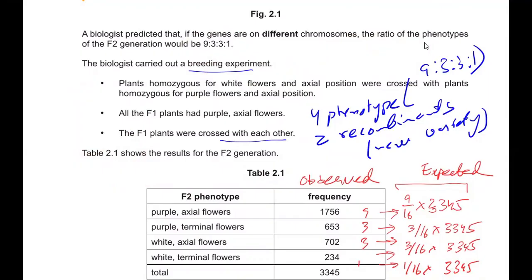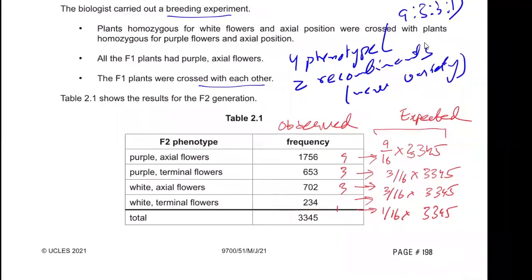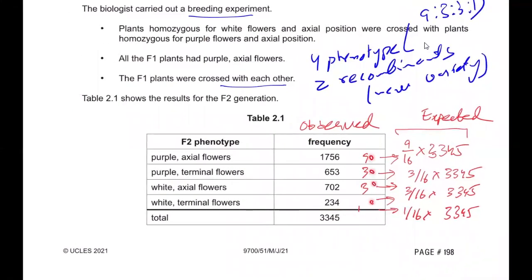The table shows the results for the F2 generation, and you can see the F2 phenotypes mentioned here, with the frequency provided. Frequency means the number. When you add them all together, this comes out to be 3345. This frequency provided to you is the observed value. How do you calculate the expected? We divide this in a 9:3:3:1 ratio. So 9 over 16 of the total, 3 over 16 of the total, 3 over 16 of the total, and 1 over 16 of the total. That will give us the expected values.